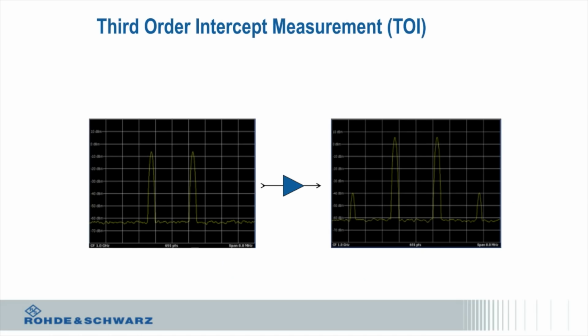Okay, so what does it look like when I measure it? Well, this is showing you an actual amplifier measured with a spectrum analyzer, and you can see I put 2 tones in and I get the 2 tones out plus the 2 extra terms.